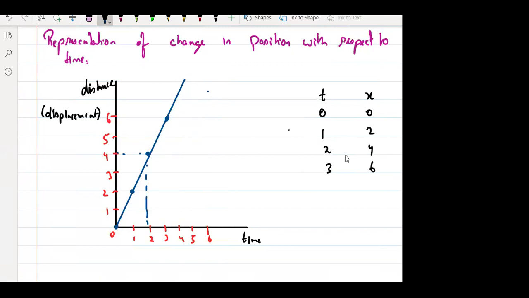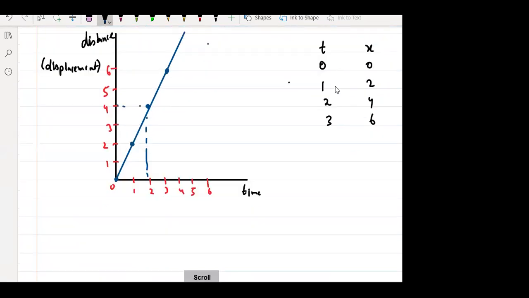But what we can observe, sir, see, in every 1 second, it is covering 2 meters. So can I say, sir, equal distance is covered in equal interval of time?